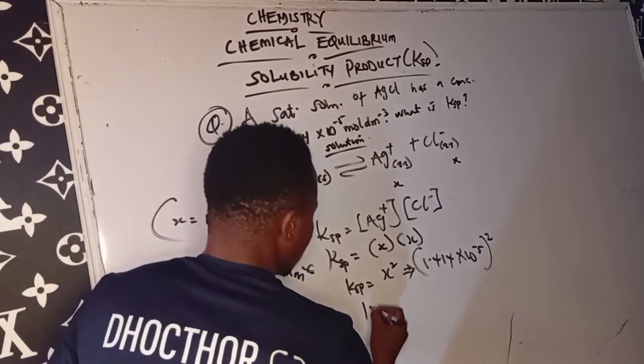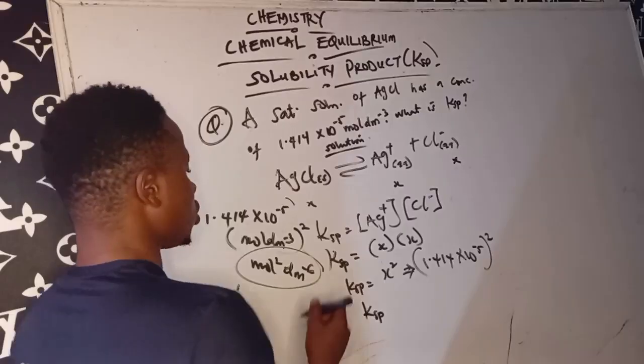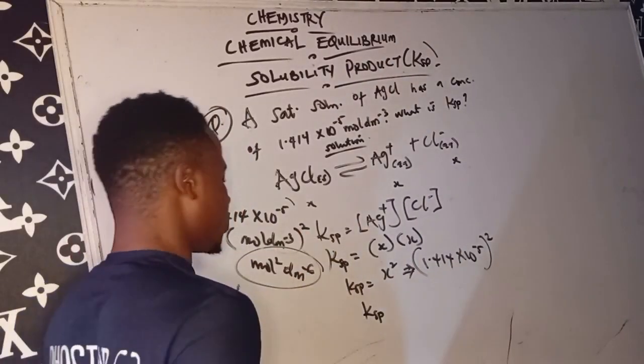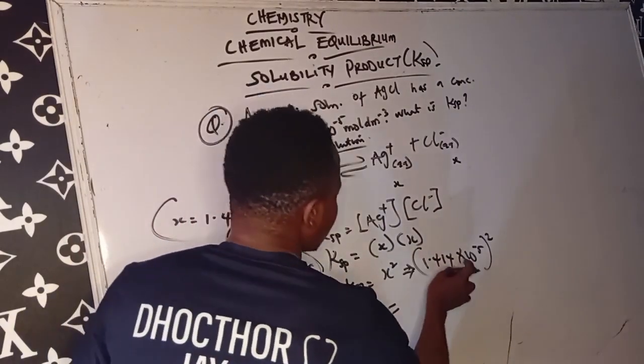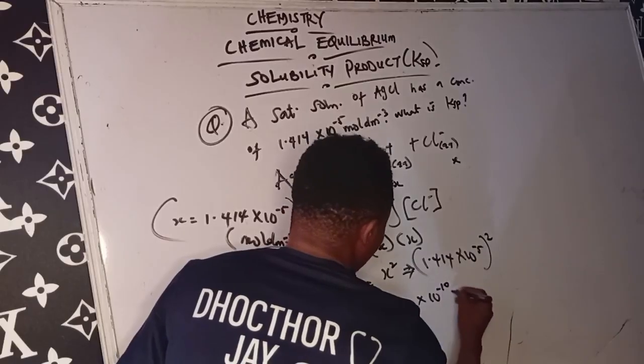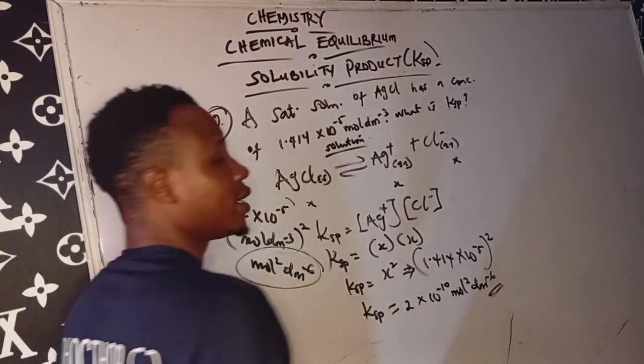Alright, so Ksp here. So that's how we came about the unit that I said I was going to come back to explain. So it means if X was raised to power 3, it's going to be mole raised to power 3 dm raised to power minus 9. So Ksp will be equal to square of this is 2, and square of this is 10 raised to power minus 10 mole squared dm raised to power minus 6.